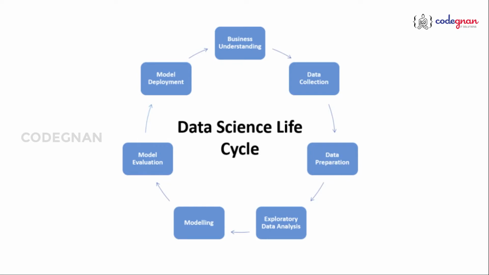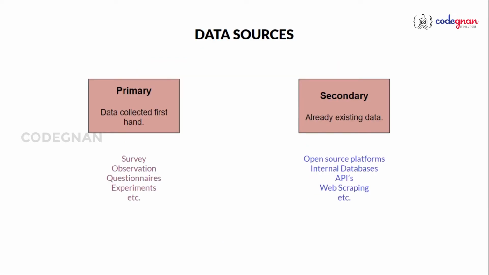In that case, you need to automate that task. So here, to automate that task, we will use web scraping, and that's what we are going to cover here. Okay, now let's talk about what are primary and secondary sources of data.